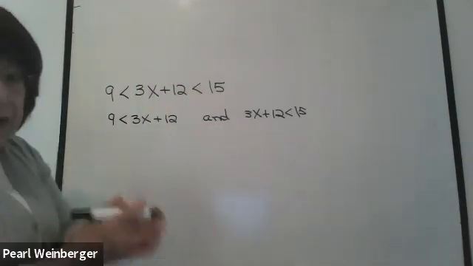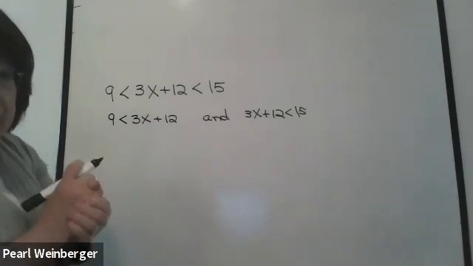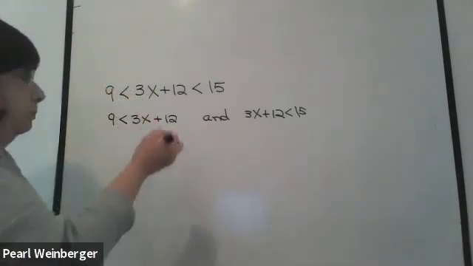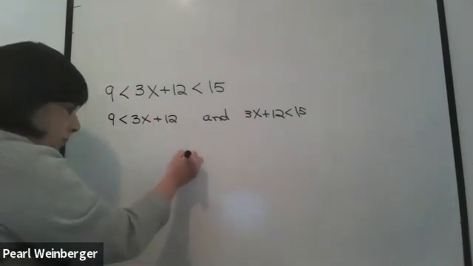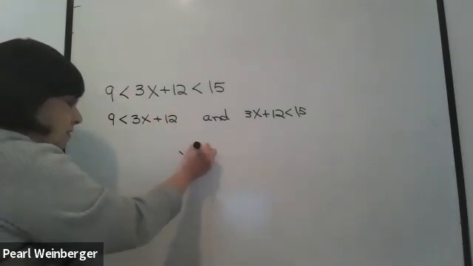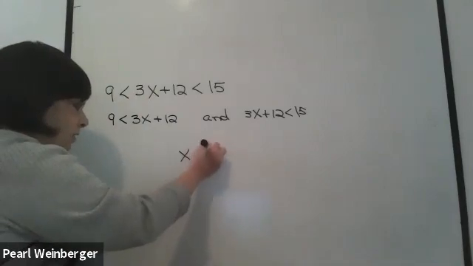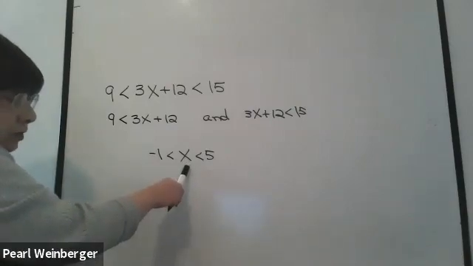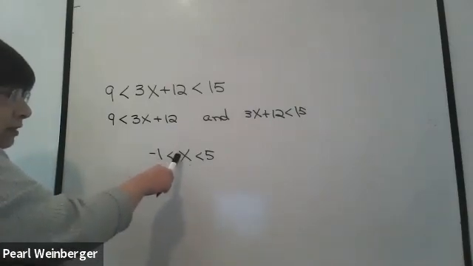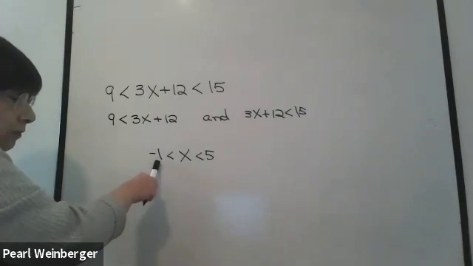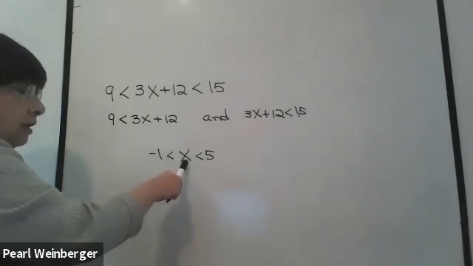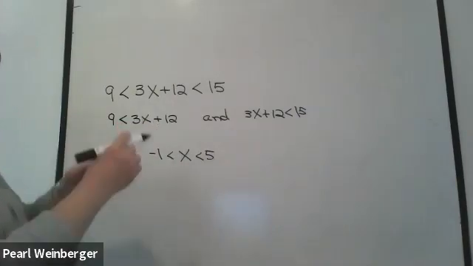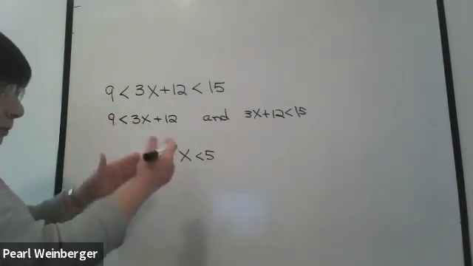Let's look at a much simpler situation of this and then come back to this. Suppose I had something much simpler, something like this. X is less than 5 and greater than -1. We have the X in the middle. On one side, it's saying X is greater than -1. On the other side, it's saying X is less than 5. It's a double inequality.